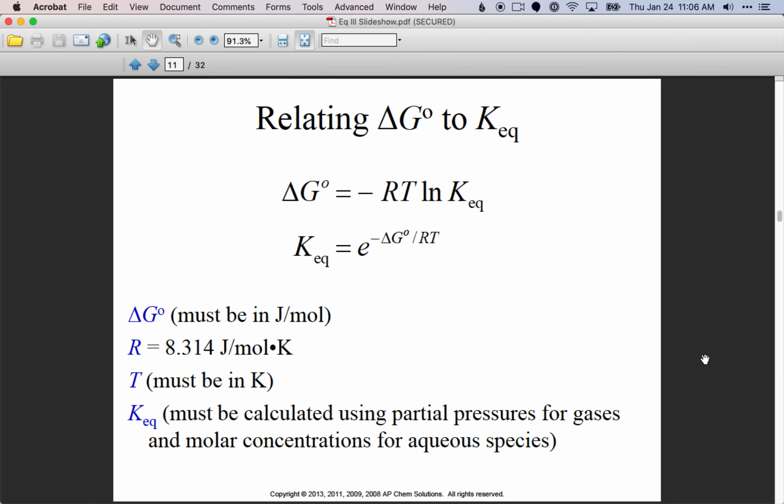Okay, now you may have problems where you need to use this formula. Now notice that they're relating it to equilibrium constant. So we're talking about Gibbs free energy at standard state, and it has to be joules per mole. Notice that we have the R value, which is the gas law constant, okay, and that's joules per mole Kelvin. Temperature must be in Kelvin. Now, this second equation will not be given to you. You should be able to convert the first equation into the second equation.